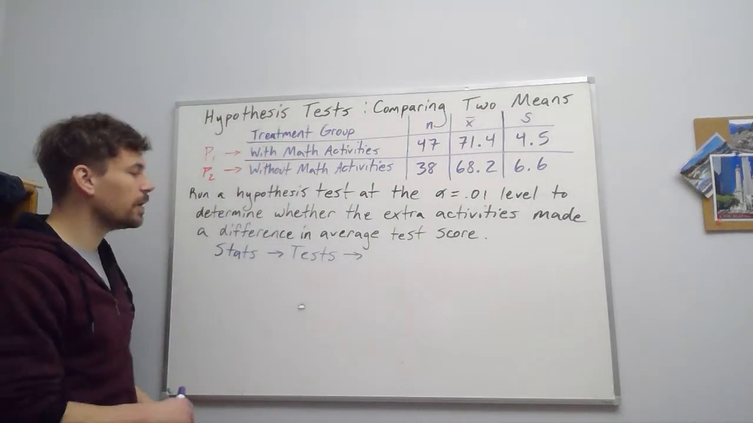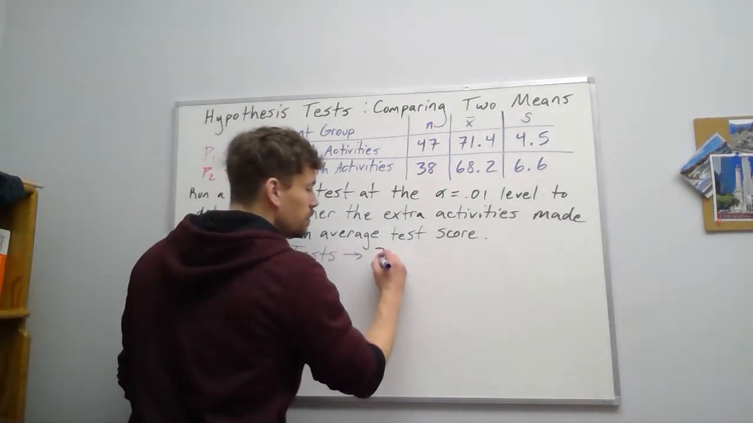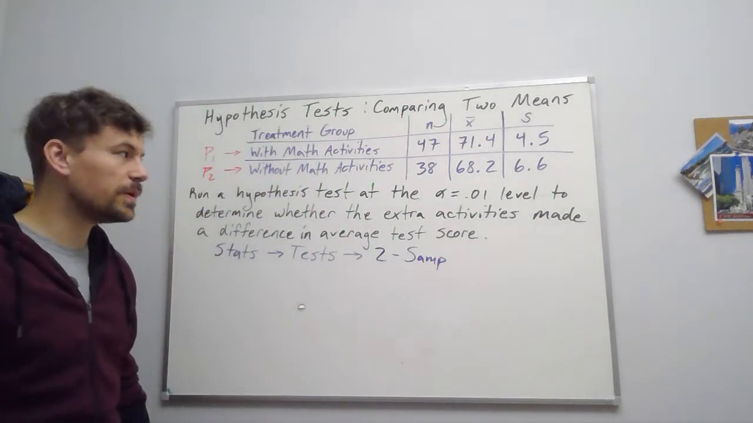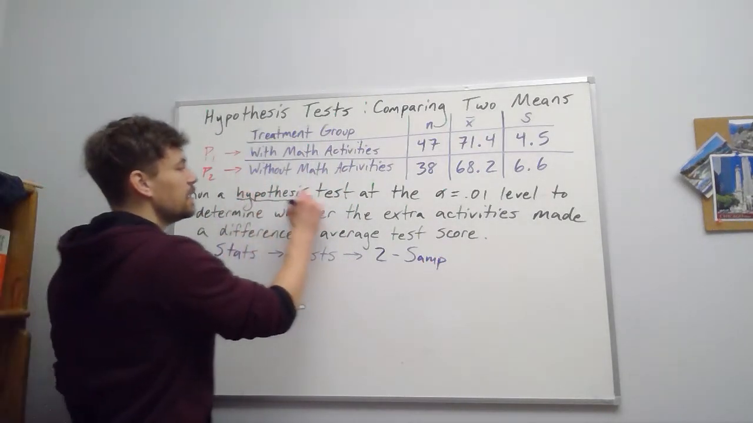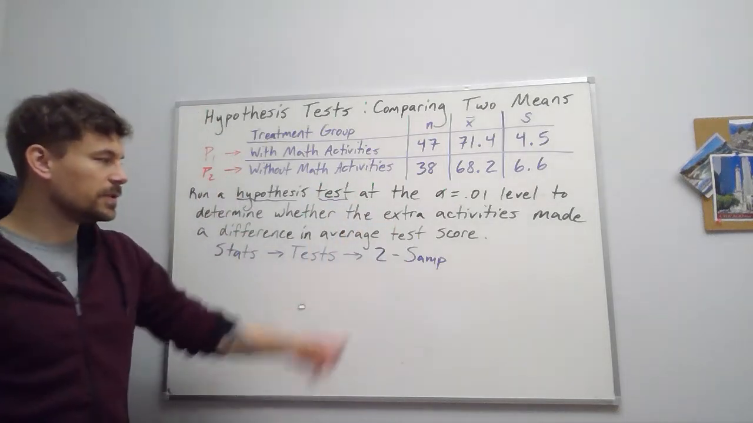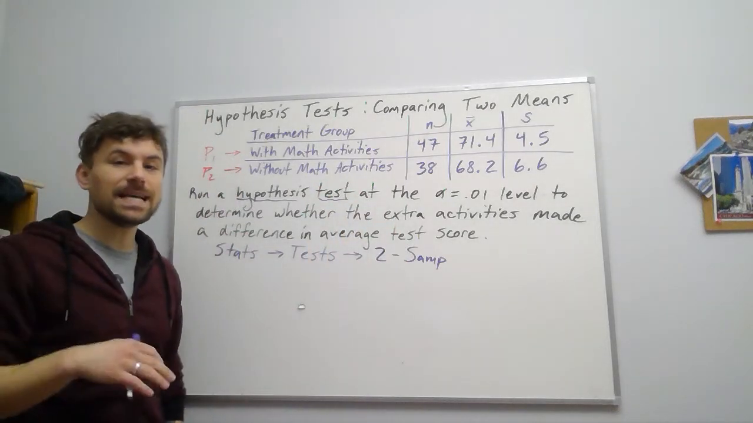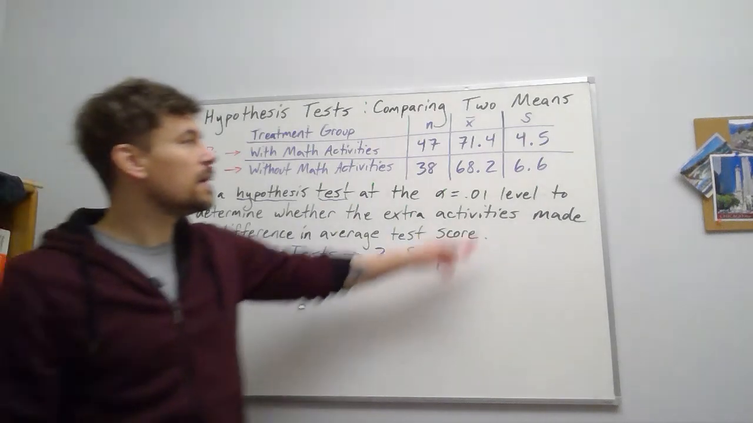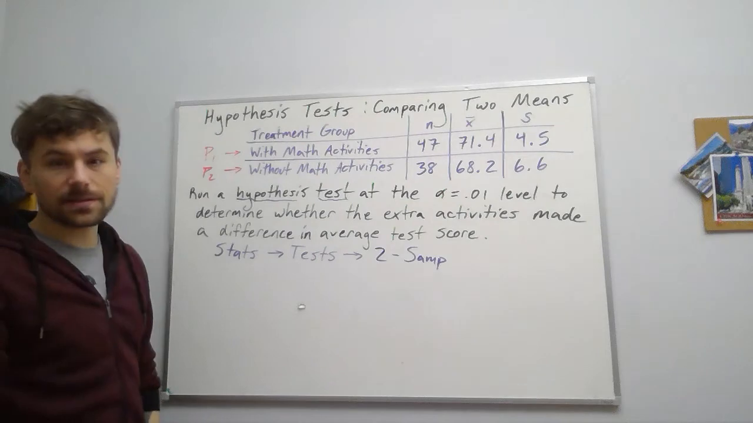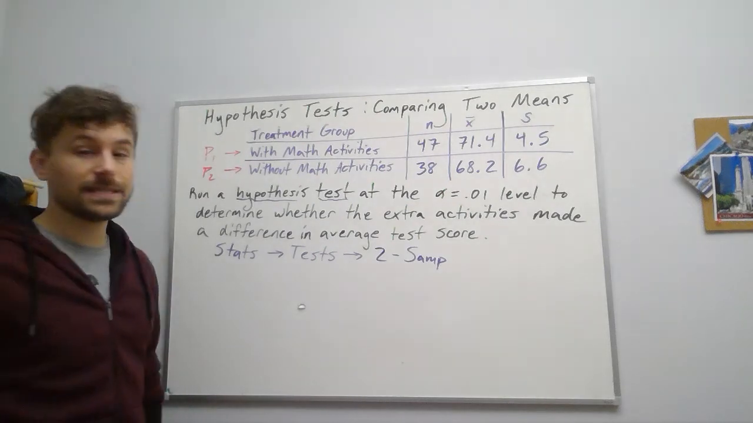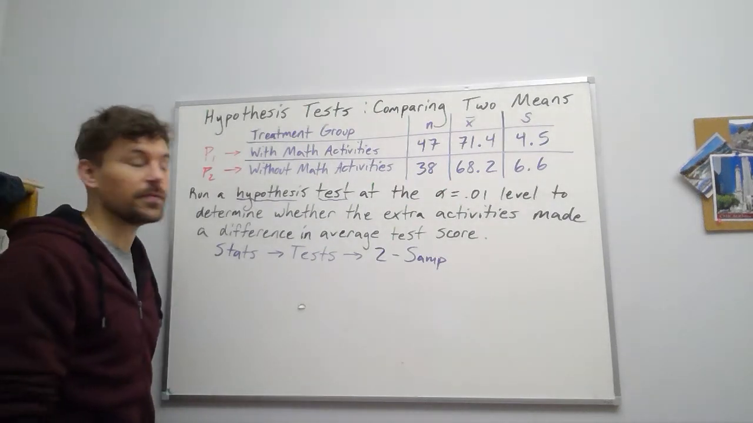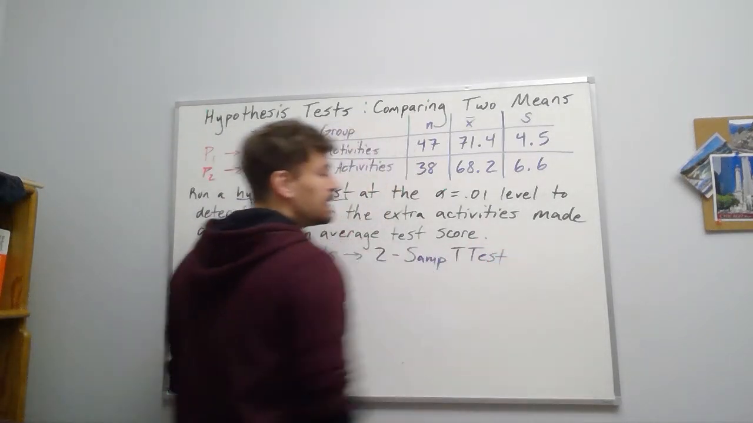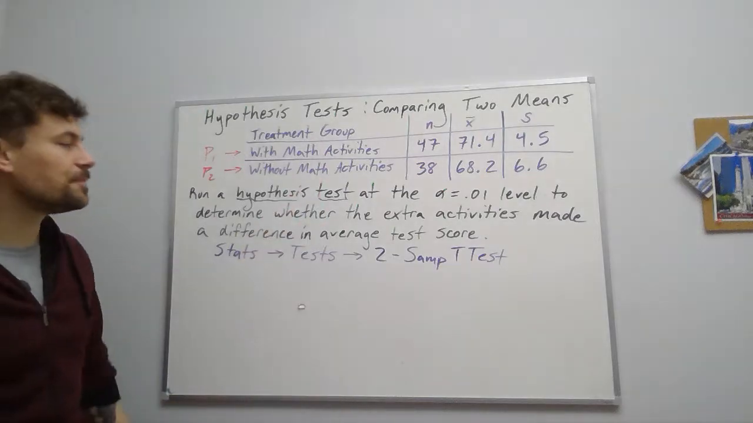So we're going to say, okay, well, we have, first of all, two sample. And then we've got two choices for hypothesis tests. When we're dealing with two samples, we can either run a z-test or a t-test. And for us, that distinction is going to be made by the fact that we have S, the sample standard deviation, instead of sigma, the population standard deviation. So we're going to run a two-sample t-test since we have S.